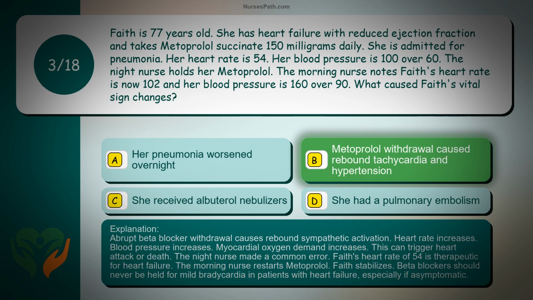Abrupt beta blocker withdrawal causes rebound sympathetic activation. Heart rate increases. Blood pressure increases. Myocardial oxygen demand increases. This can trigger heart attack or death. The night nurse made a common error. Faith's heart rate of 54 is therapeutic for heart failure. The morning nurse restarts metoprolol. Faith stabilizes. Beta blockers should never be held for mild bradycardia in patients with heart failure, especially if asymptomatic.